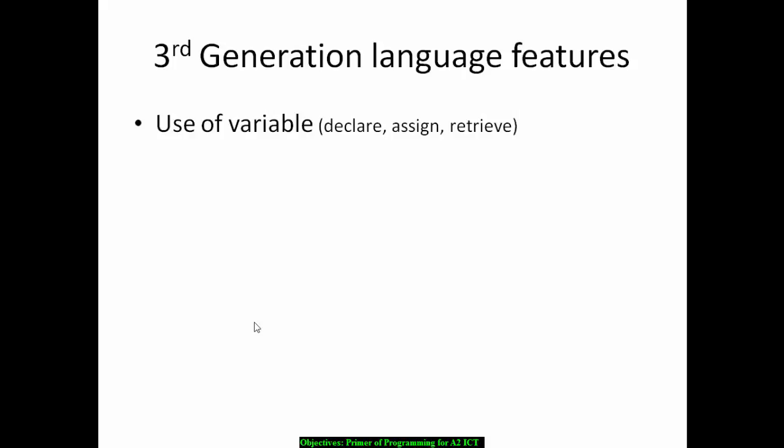Variables are used to store data. When you use a variable, you usually declare the variable by giving its unique identifier and the data type, and then retrieve the value to use it. The next feature is assignment. That's the assignment of value to a variable to store it.